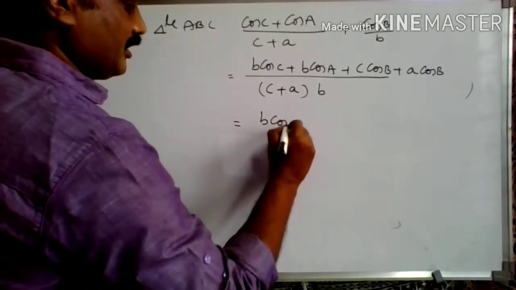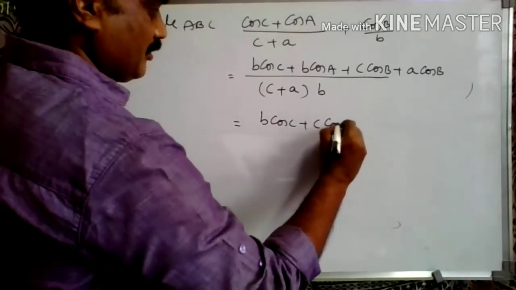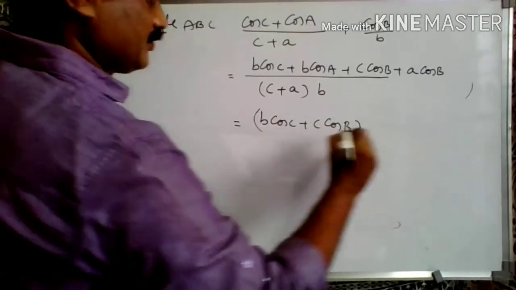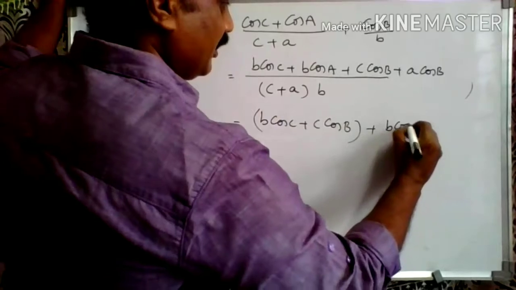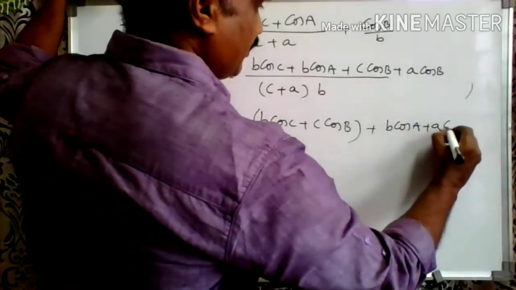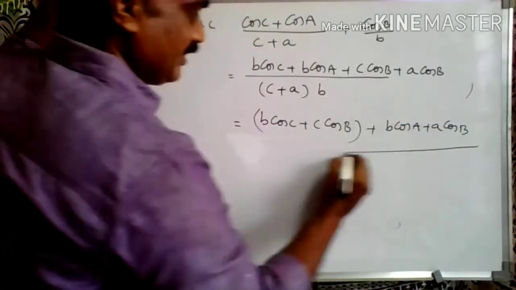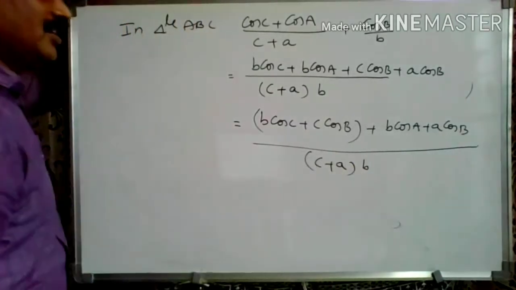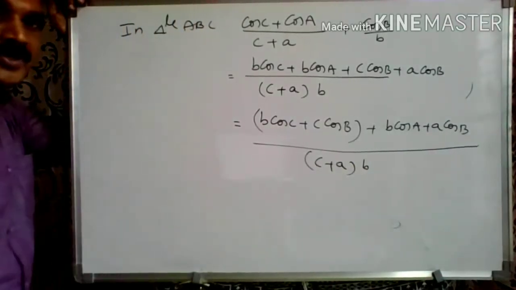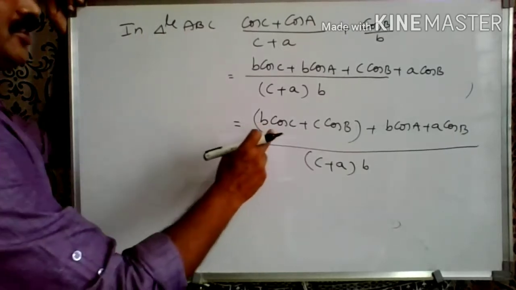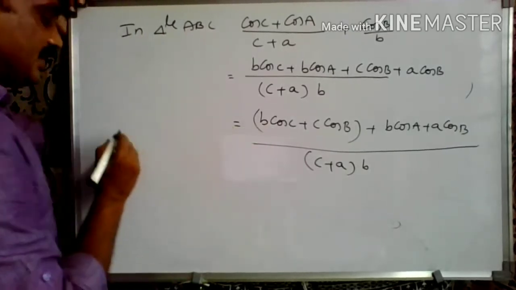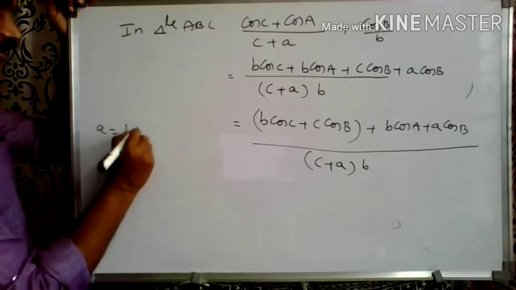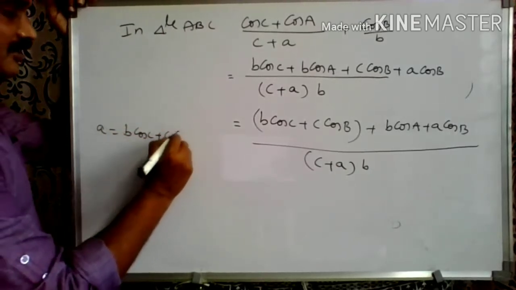Students, that is equal to B cos C plus C cos B, plus B cos A plus A cos B, all by (C plus A) into B. Students, from the projection rule, a is equal to b cos C plus c cos B.